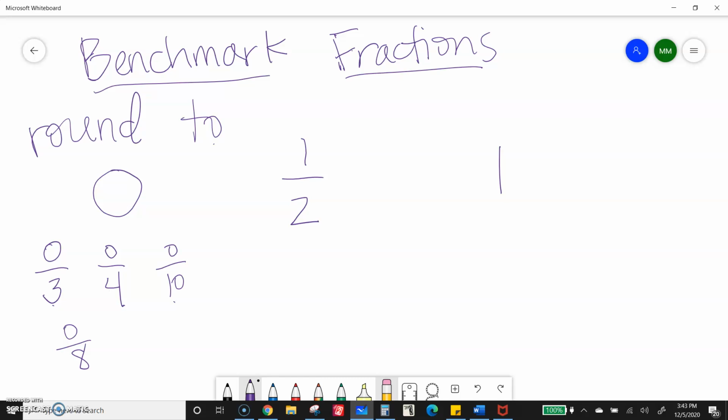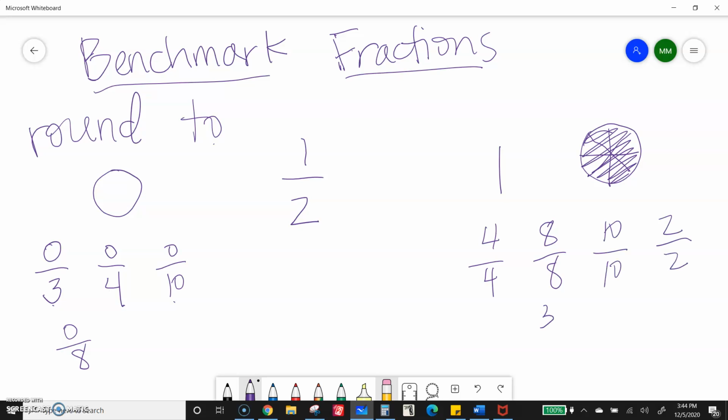What are some fractions that are exactly equal to 1? We're going to skip over to 1 for a second. Well, 1 is like the whole pizza. So if it was divided into fourths, that's 4 fourths. If it was divided into eighths, that's 8 eighths. 10 tenths, 2 halves, 3 thirds. I have all the pieces to equal 1.